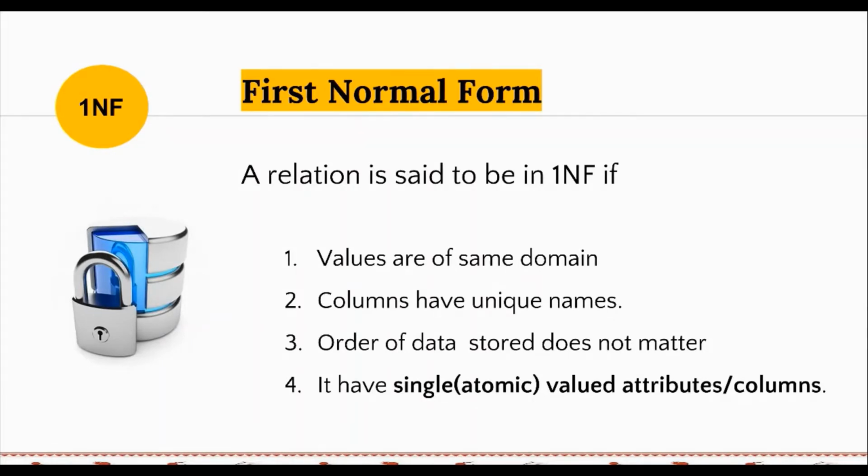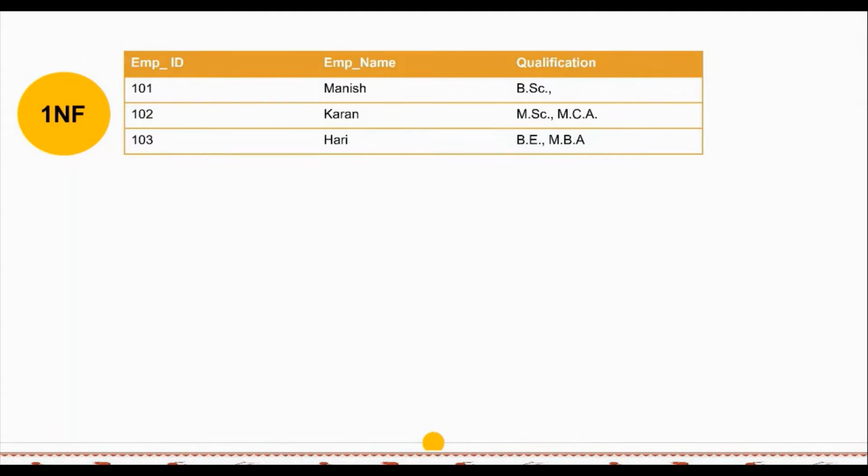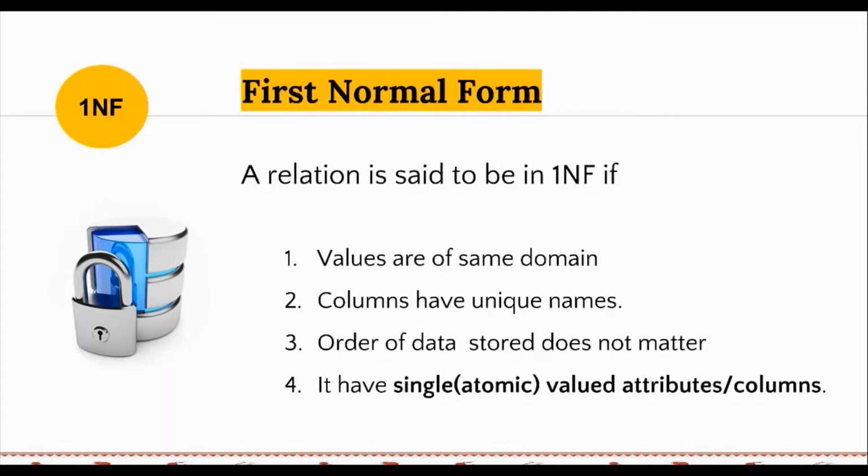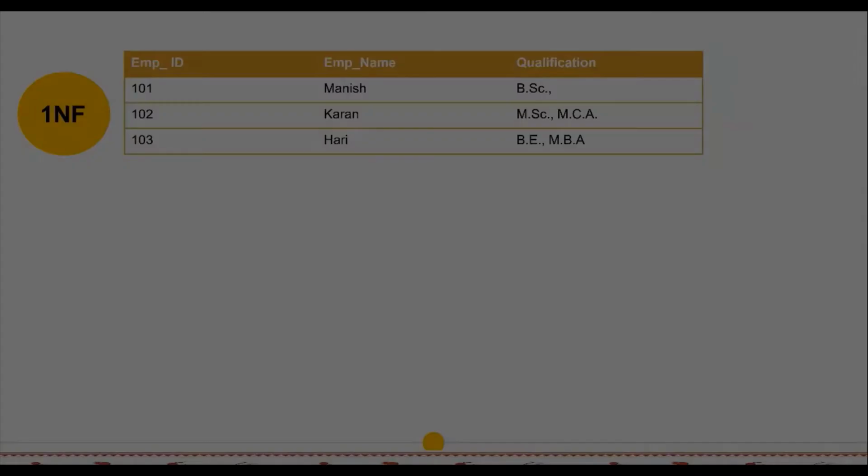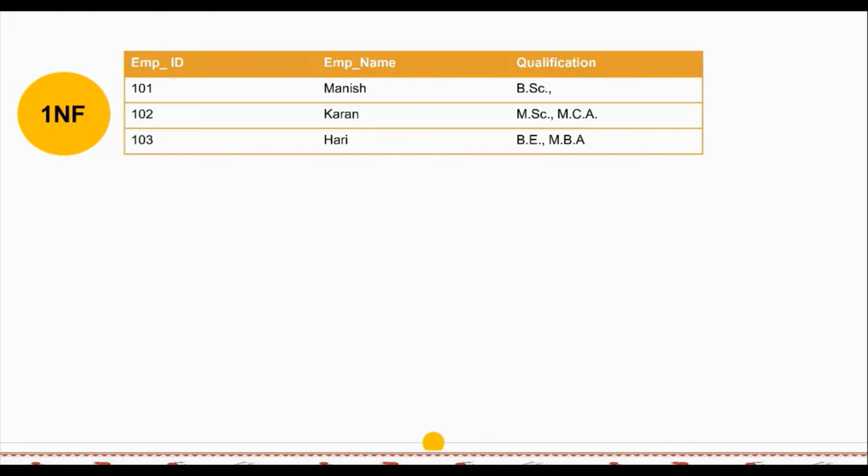Let us consider this particular example. So we have three columns or three attributes: employee ID, employee name and qualification. So the first condition, values are of the same domain. In this example, all employee IDs are of type integer, employee names are of type string, and qualifications are of type string. So there is no mix of variables.